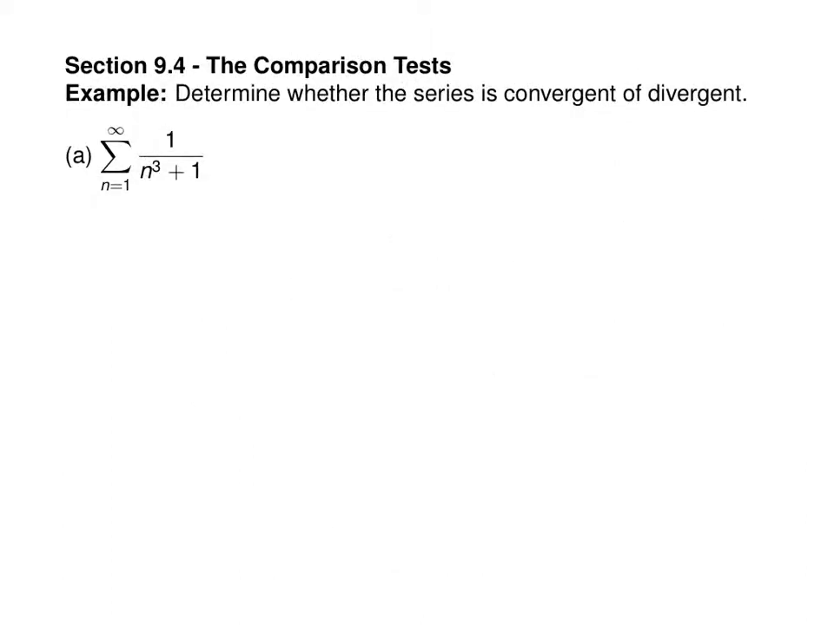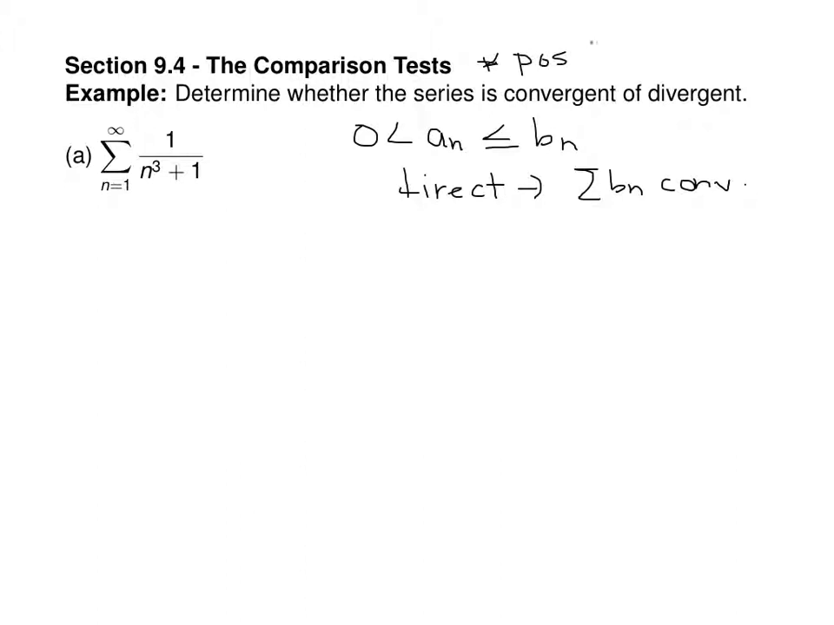The next tests that we had were the comparison tests. So if we had some terms a sub n less than or equal to b sub n, we had 2 options. We had direct comparison and the limit comparison test. So first of all, what direct comparison said, so there were 2 options. If the b sub n's converge, and also these terms had to both be bigger than 0. That was one requirement of comparison tests, is you had to have positive terms.